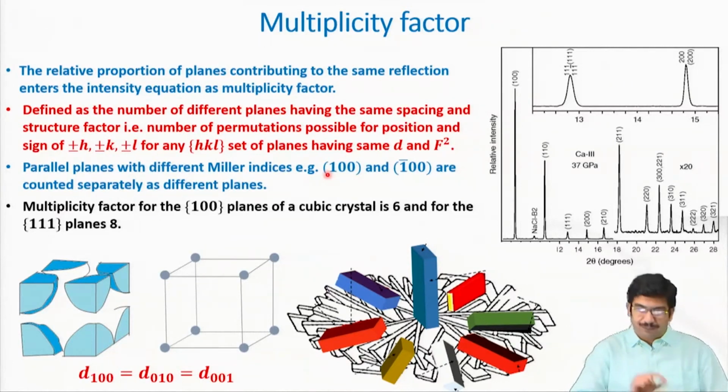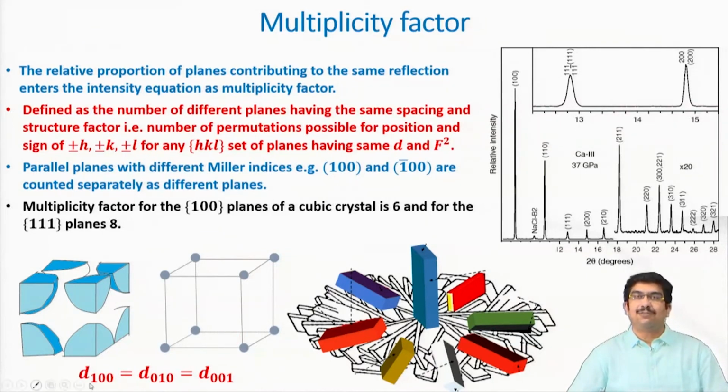The question is how? We take a simple example, a 100 type plane of a simple cubic structure. 100 type planes means this side plane. There are 6 such side planes possible from this simple cubic unit cell. And since it is a cubic system, all the lattice parameters a, b, c are the same and the angles are 90 degrees.